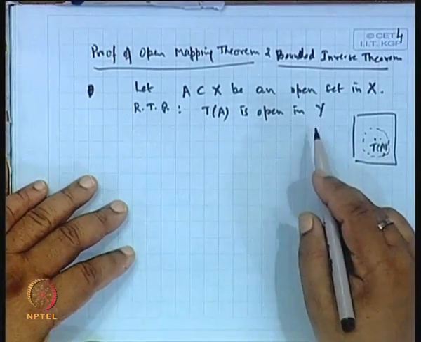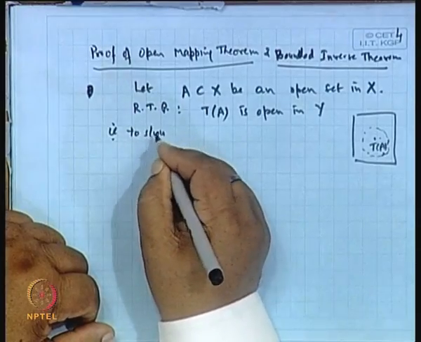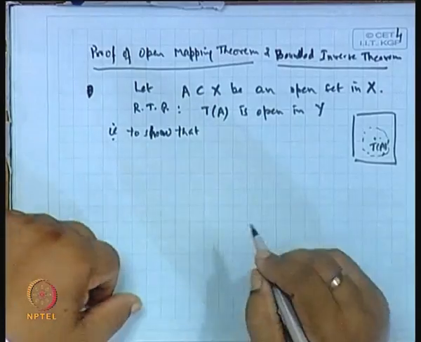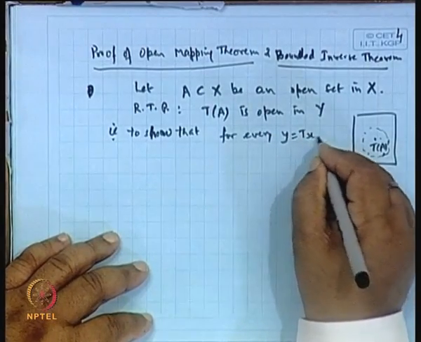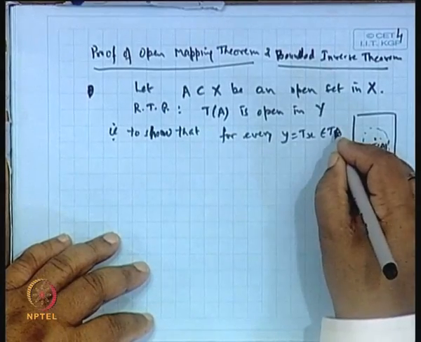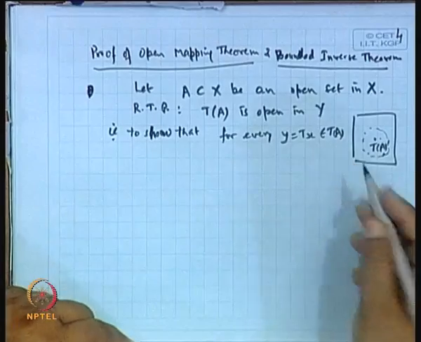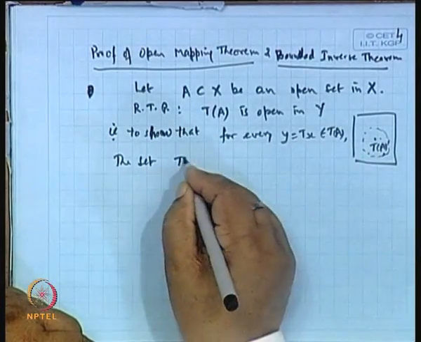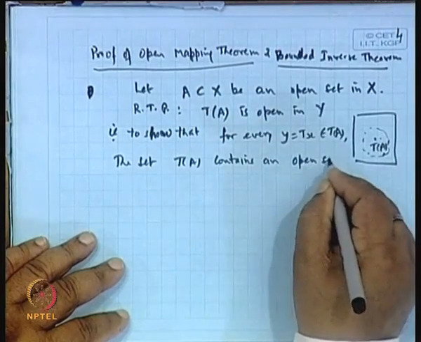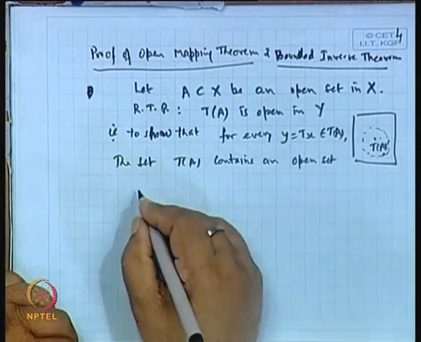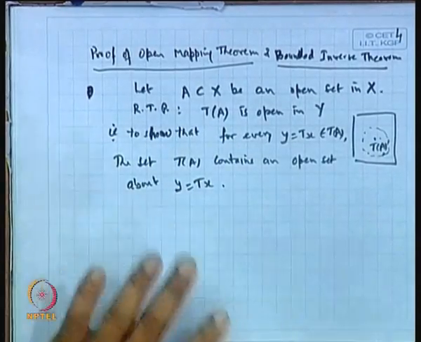If I prove this part, then it becomes open. So, basically what is required to prove is that T is open, that is, to show that for every y, which is the image T x, an element of T A, the set T A contains an open set in Y about the point y, which is T x in A. That is what we wanted to prove, okay?